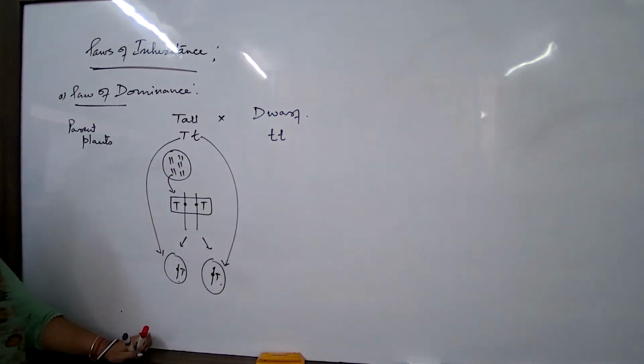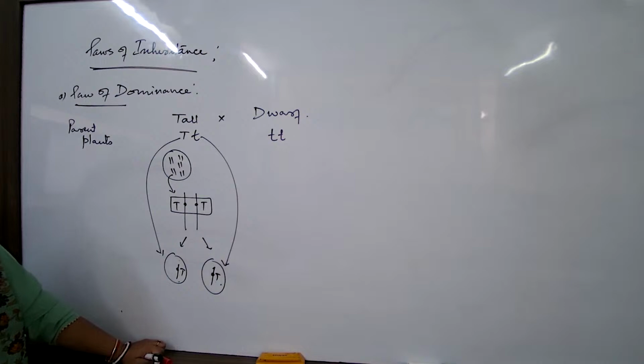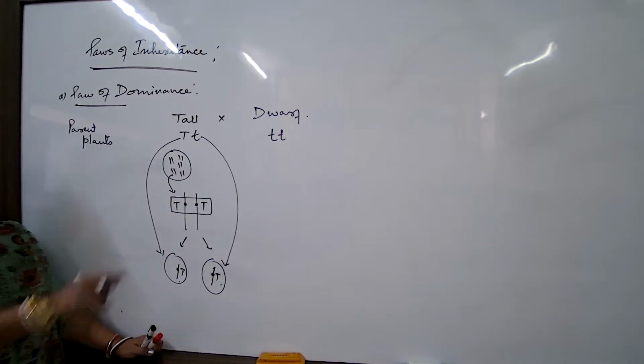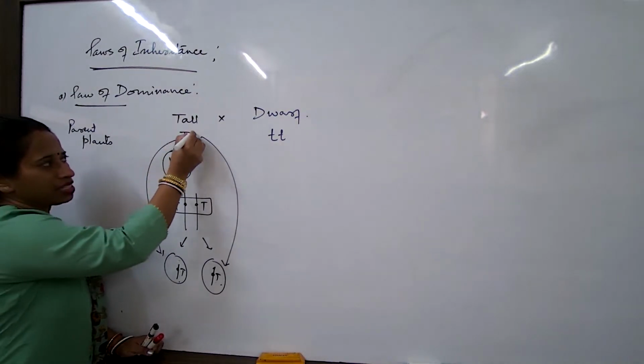How many types of gametes? Two. Clear? Is that clear? So now we are going to start with this.